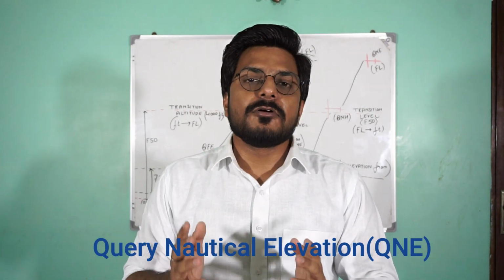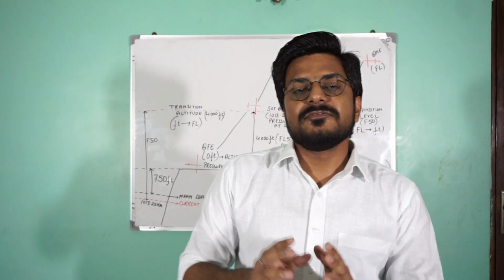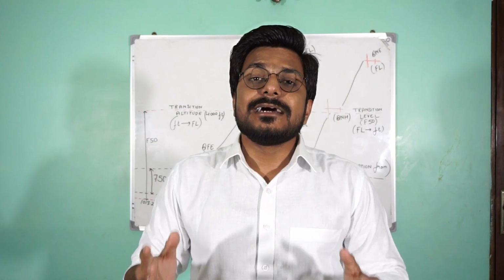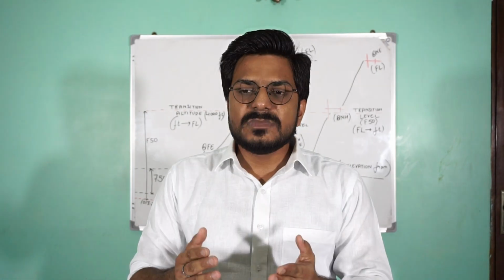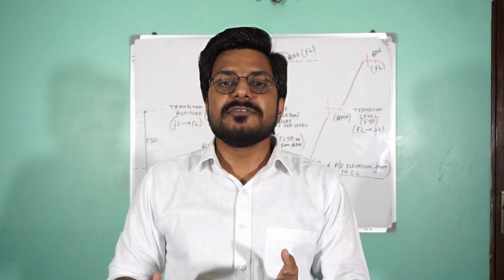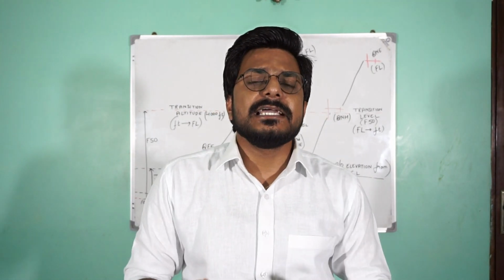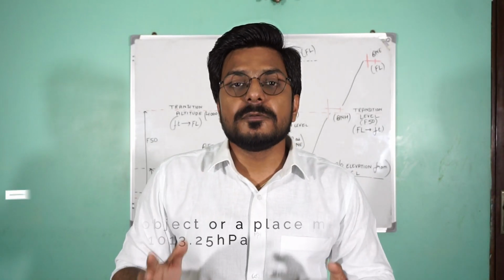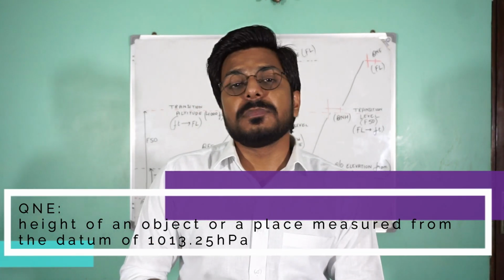This is Query Nautical Elevation. This is the pressure, and if you set this in the altimeter, your altimeter will start reading the flight levels. Basically, we take the pressure datum of 1013.25, which is the pressure at sea level. At sea level, we take that pressure as a datum. So QNE is the height of an object or a place from a datum of 1013.25 hectopascal.